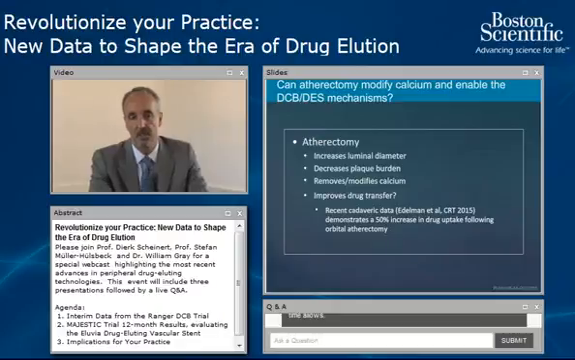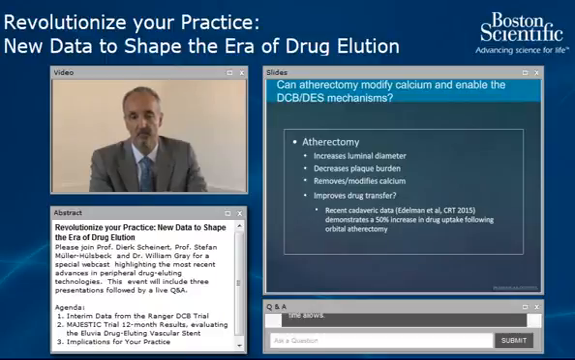So the question then becomes, well, we have technologies that potentially could modify calcification. Is there actually benefit to modifying calcium with these technologies? And the one that we have most readily available is atherectomy. It clearly increases luminal diameter. It decreases burden of plaque. It removes or modifies calcification.